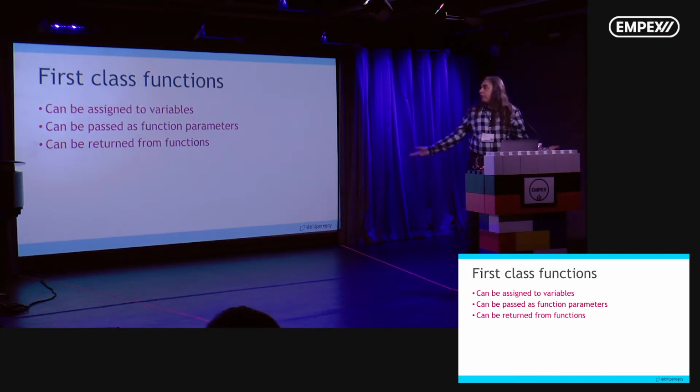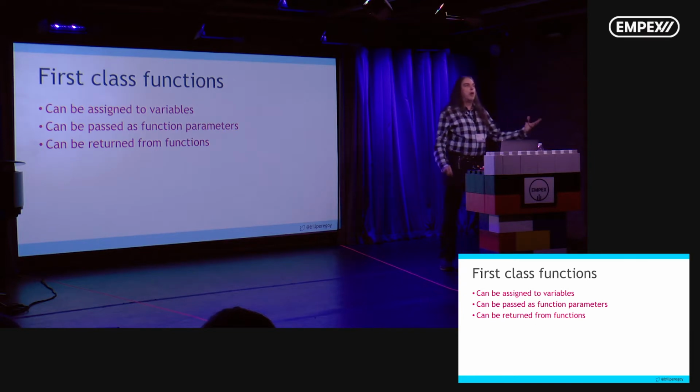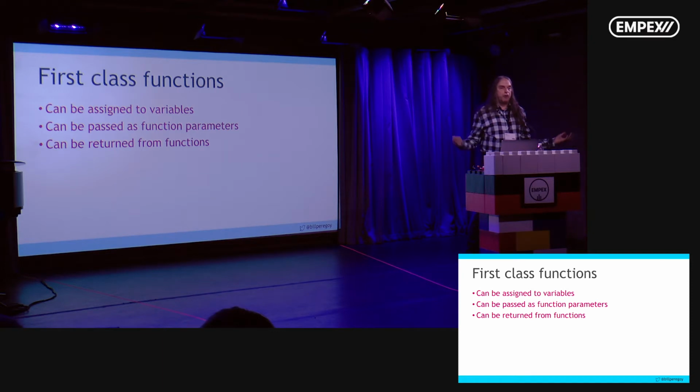And what is a first-class function? To me, three basic things. You can assign it to a variable, meaning you have some lambdas. You can pass functions to other functions as a parameter. And you can return functions from other functions. Those are the three main things.